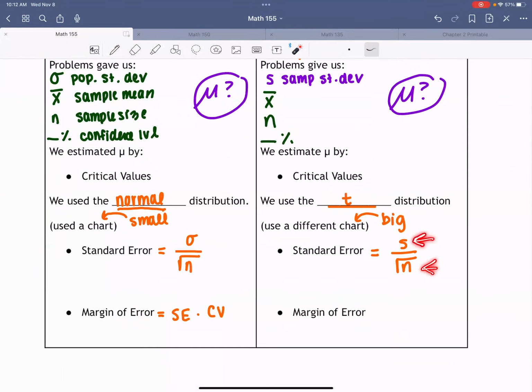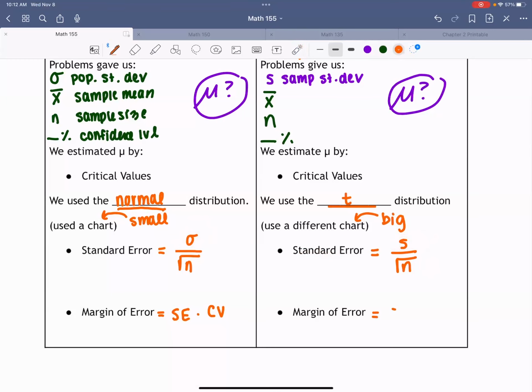All you need to know for standard error is it's the standard deviation, either S or sigma, over the square root of n. Okay, so no new formula here. It's just a different symbol. Okay, finally, margin of error, same thing, SE times CV. If you want to find your interval, same process. You want to interpret your results, same process. Everything's the same in this question, except now you have S, right? You're using the big chart and you have a really similar but slightly different formula for the standard deviation. So everything's pretty much the same.